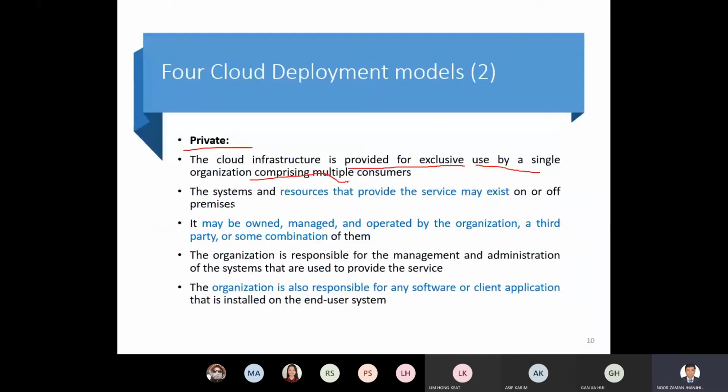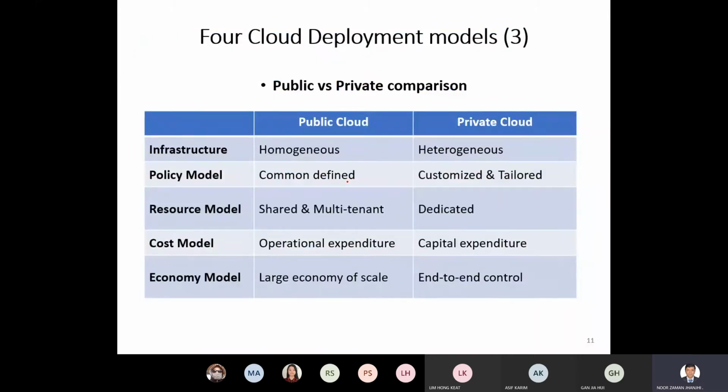Now, what is the difference? Because we discussed the public and private, how are they different? We saw a clear difference among them, but we are trying to make it even clearer: what is the difference between the private cloud and the public cloud. We can see here these five parameters: infrastructure, policy model, resource model, cost model, and economy model. Now we are comparing the public and private cloud.